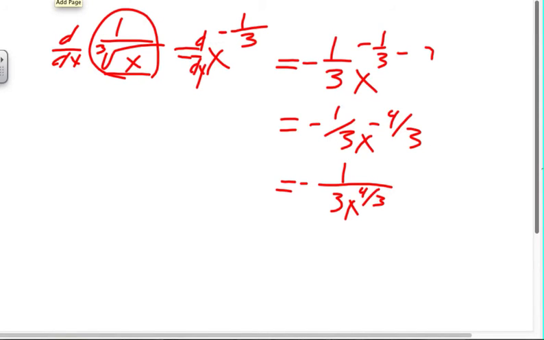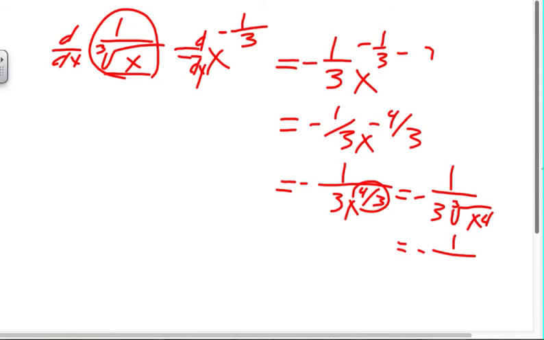Okay. And we can rewrite this as negative 1 over 3 times the cube root of x to the 4th. And as you can see here, I could actually simplify this by pulling out an x, so it becomes negative 1 over 3x, that takes one x out, times the cube root of x, which is what we have left.